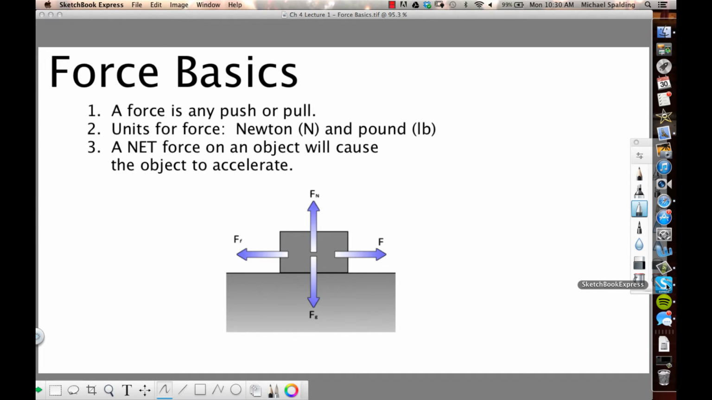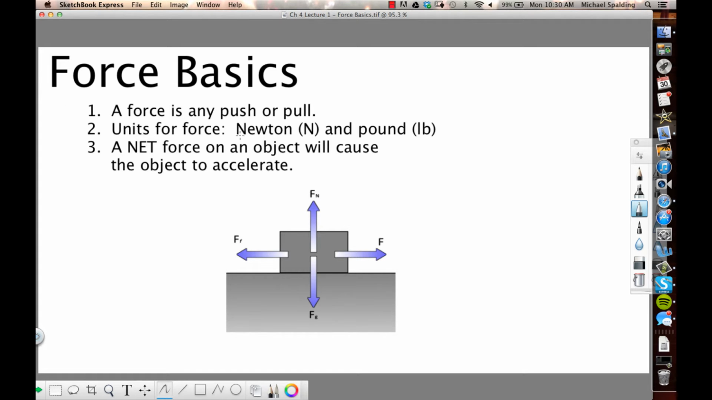Okay, so our new topic is force. I have three fundamental things here about force that you have to know. Number one, a force is any push or any pull. If I walk over to you and push you, as weird as that might be, what would that be? A force. What if I walk over to you and I pull you? That's a force. If an object experiences a push or a pull, that's a force.